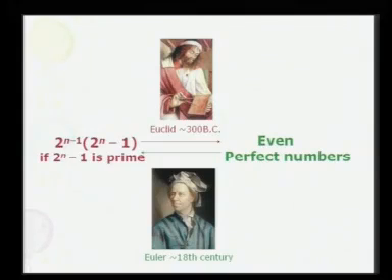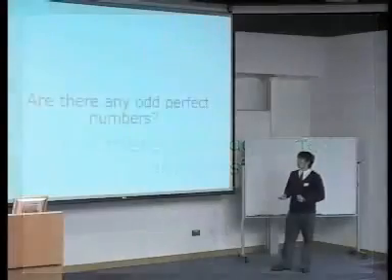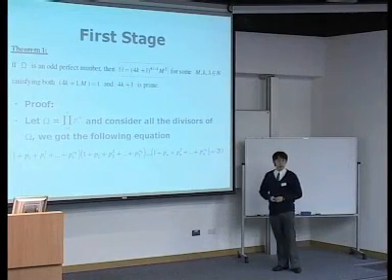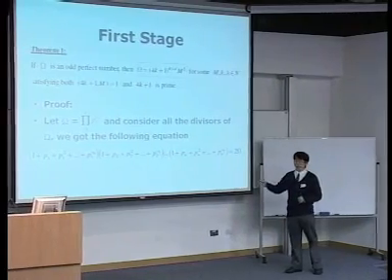In about 300 BC, Euclid first gave a method to construct even perfect numbers in this form. And Euler, in the 18th century, proved that all even perfect numbers must be in this form. So are there any odd perfect numbers? It is still an open problem now. So we are going to investigate this problem by first finding the general form of the odd perfect number.